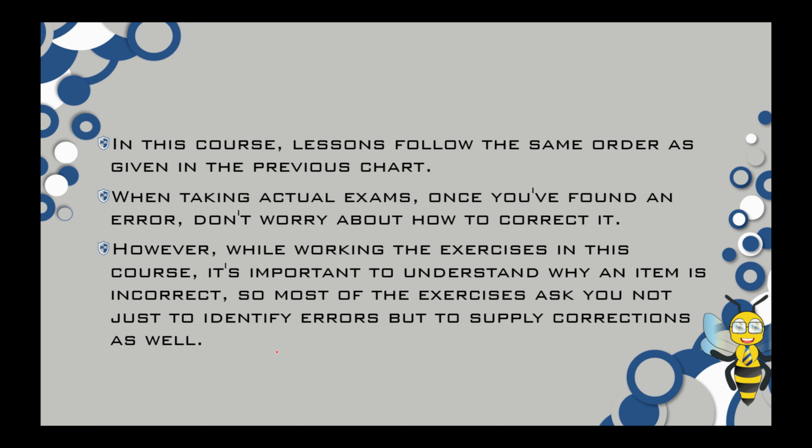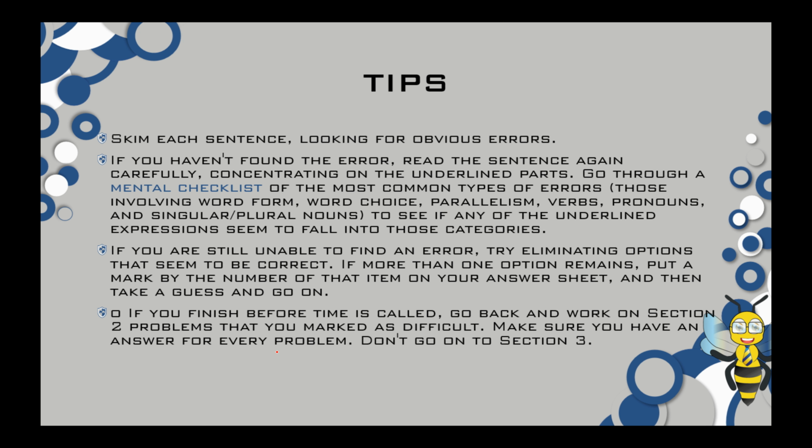So, what are the tips for this section in general? It's like a summary of what I have just said. Number one, skim each sentence. Like when you're reading a dictionary, skim. Read the sentence really quick, looking for obvious errors. Number two, as I said, if you haven't found the error, read the sentence again carefully, concentrating on the underlined parts.